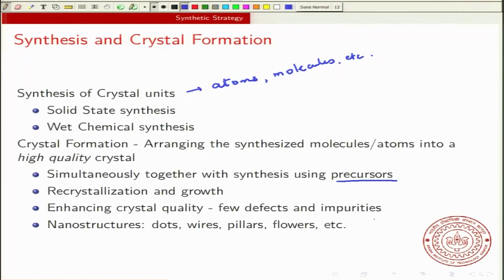In some cases, we want to synthesize nanostructures. These are essentially crystals in the shapes of dots, wires, pillars, flowers, etc. And so then obviously you have to worry about how you crystallize this, what is the substrate used, and so on. Okay. But almost any solid state synthesis can be thought of in these two separate parts. One is the synthesis of the crystal units and the other is the crystal formation.